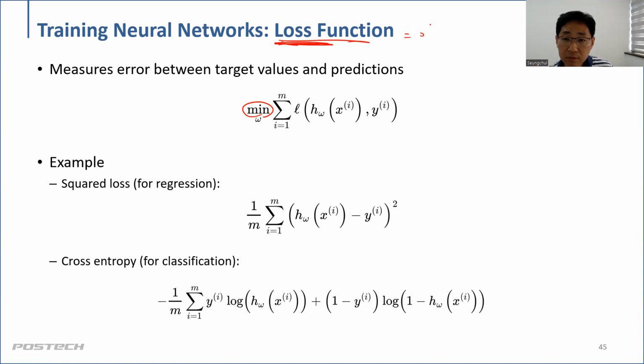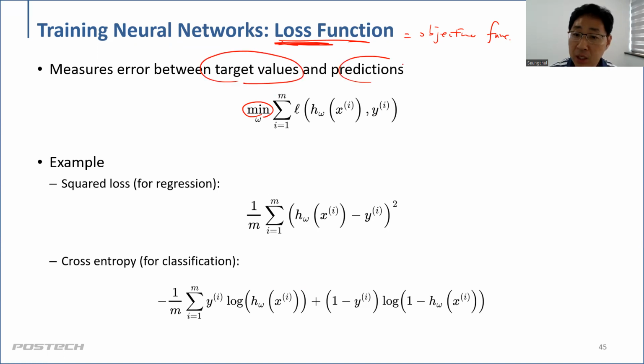Same as objective functions, same as, right? So the loss function is going to be the target values and predictions. I want to measure the errors between them, and then I'm going to control or adjust the omegas such that they minimize those discrepancies.